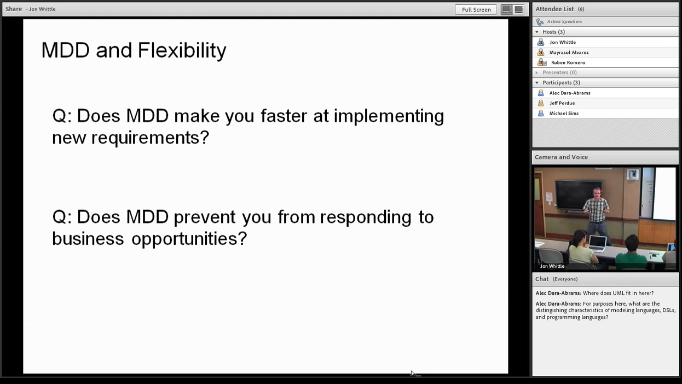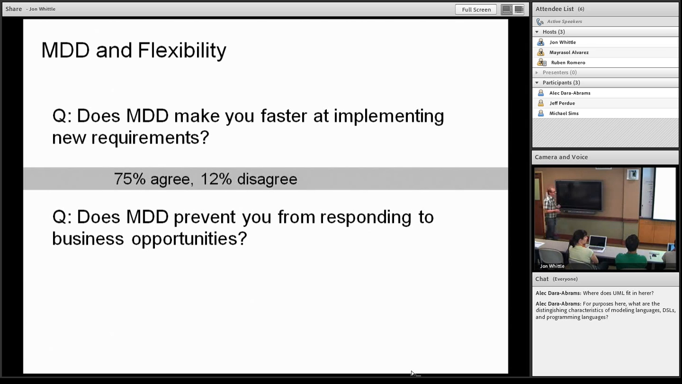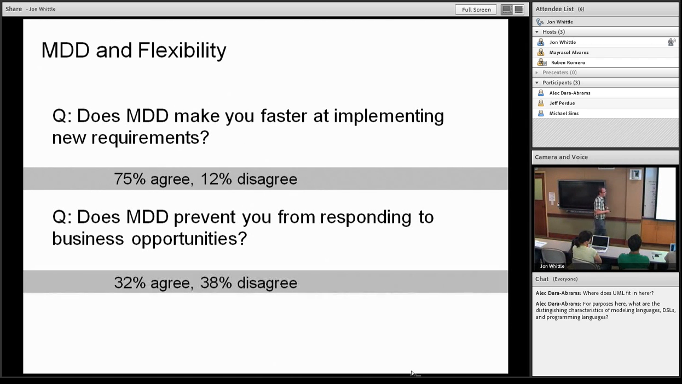So what's the truth? Well, again, 75% of people said it made them faster at implementing new requirements, and only about 32% of people said it prevented them from responding to new business opportunities. So on balance, it seems that MDD does improve flexibility in general.